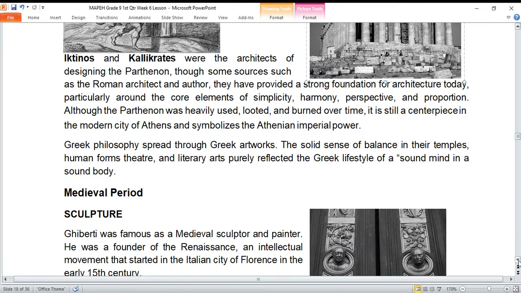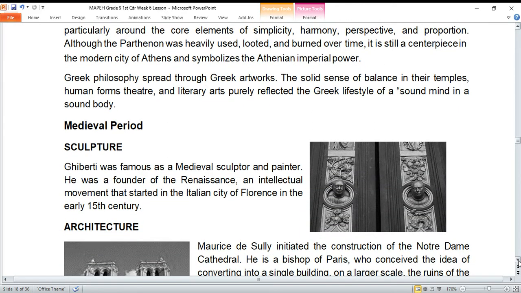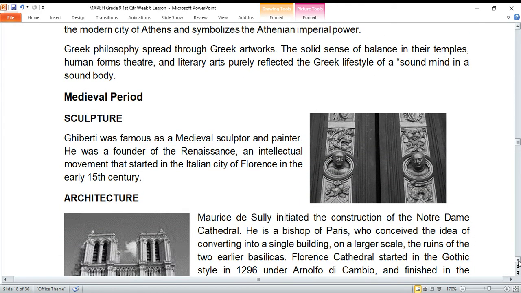Let's proceed to the medieval period sculpture. Ghiberti was formed as a medieval sculptor and painter. He was a founder of the Renaissance, an intellectual movement that started in the Italian city of Florence in the early 15th century.